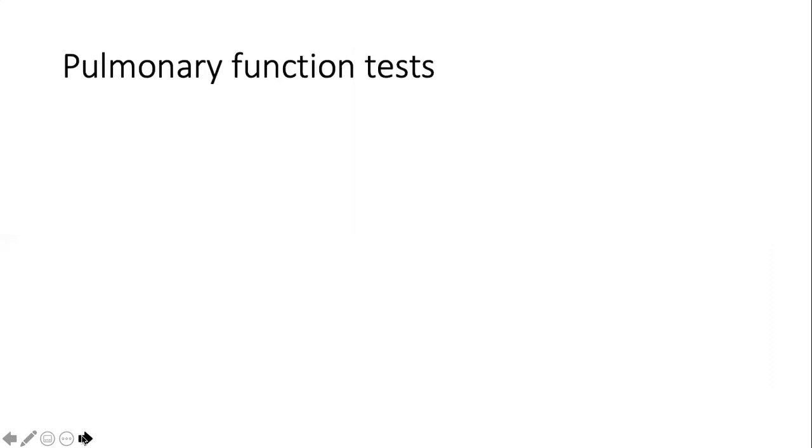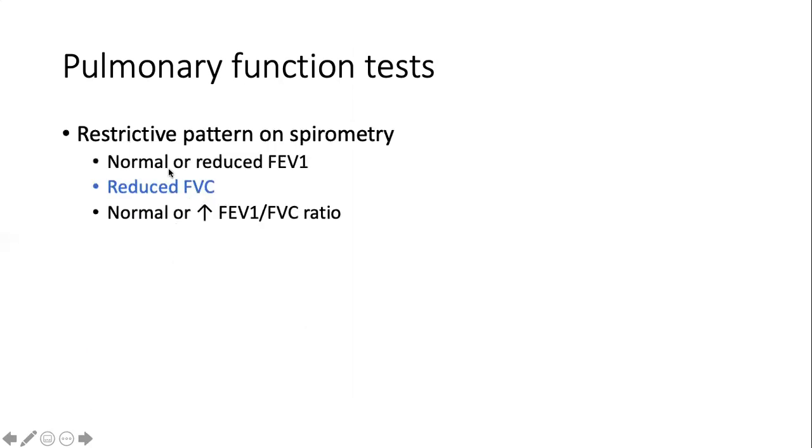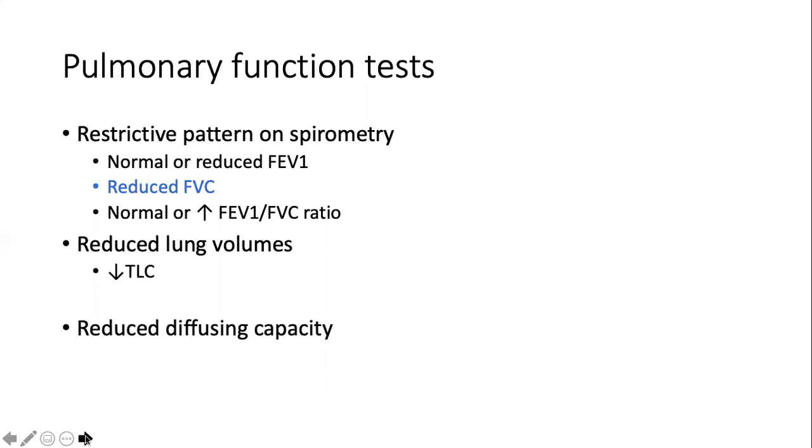So pulmonary function tests, as I mentioned earlier, there is interstitial fibrosis. So particularly these tests show a restrictive pattern as a result of the reduced FVC or forced vital capacity. The FEV1 is normal or reduced, and therefore the FEV1 FVC ratio is either normal or increased. There's lung fibrosis, so there's reduced lung volumes and a reduction in total lung capacity, and also there's reduced diffusing capacity.